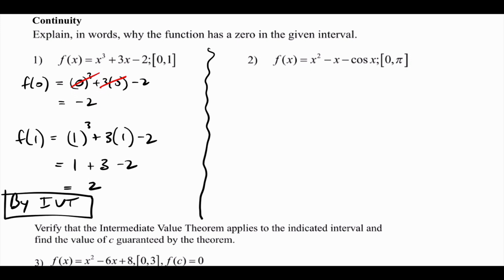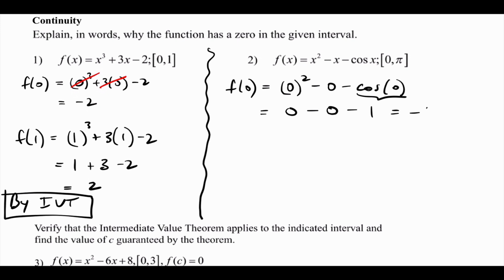Okay, so let's look at number 2 now. From 0 to pi. Well, let's check out where it is at 0. Zero squared is 0 minus 0. What is cosine of 0? It's not 0. It's 1. Yeah, it's 1. So we get -1. Is that above or below the x-axis? Below. Slightly below, but it is below.